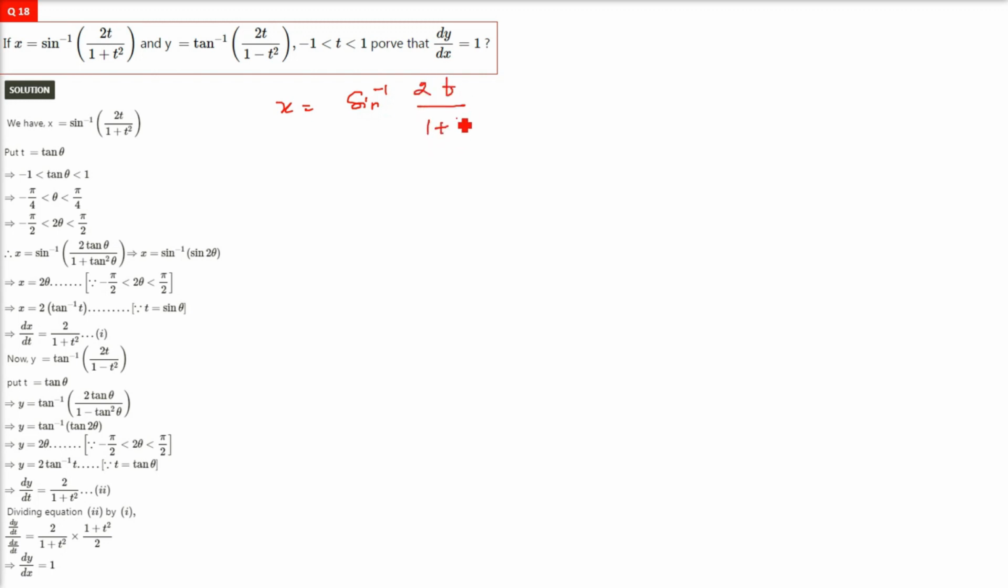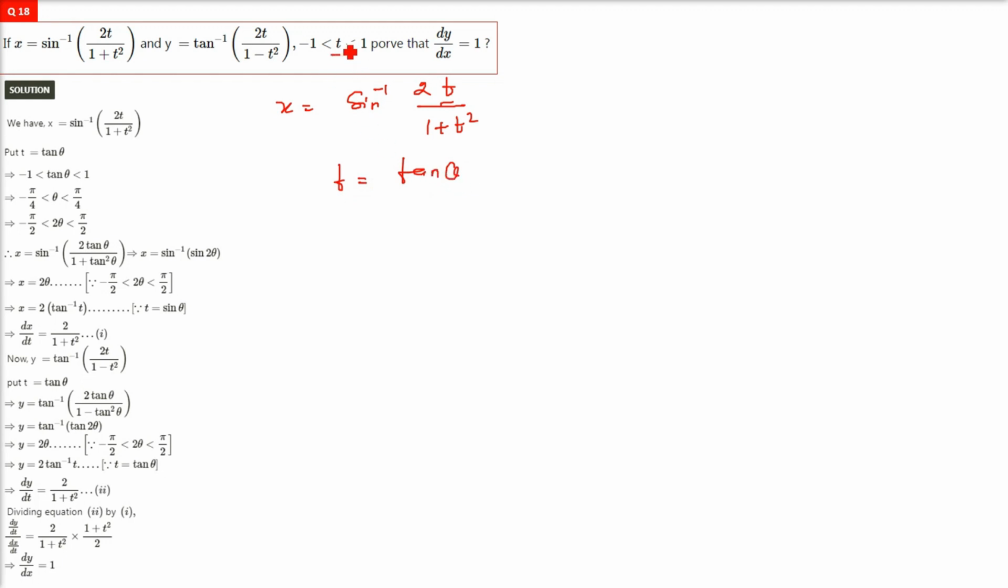But we will take a different scenario here. How? x is equal to sine inverse 2t by 1 plus t square. Let us make it easier. If you remember, when we actually did 1 by under root 1 minus x square and 1 by 1 plus x square, that is the actual way of the differentiation of tan inverse, sine inverse and cos inverse. You already saw it was quite complicated.